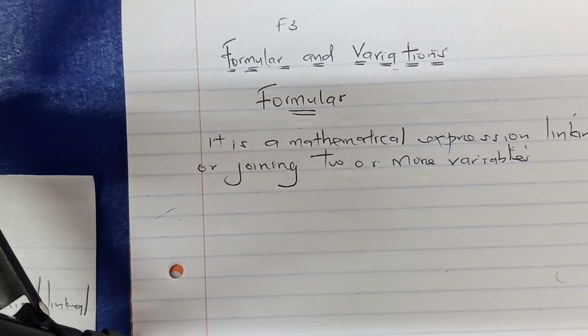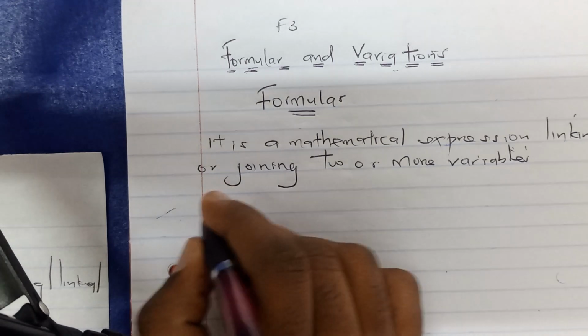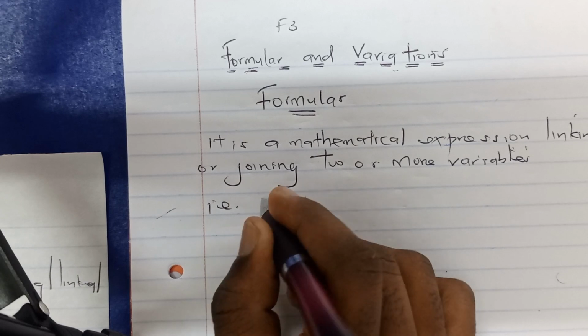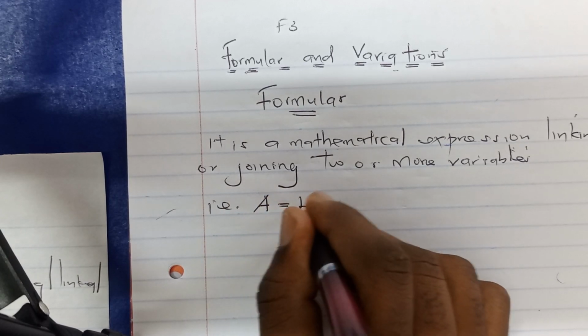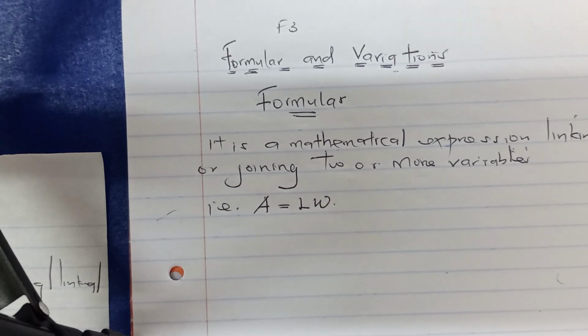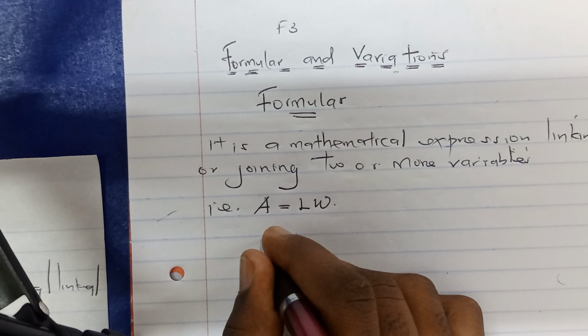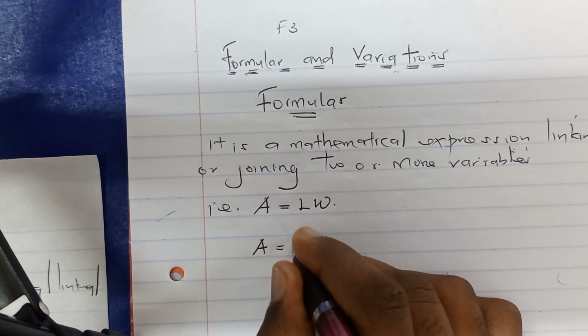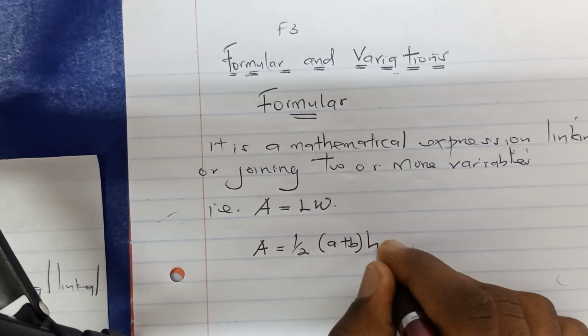As a mathematician, you've been using formulas here and there, and I'm going to begin with a very simple example of a formula. For example, the formula for finding the area of a rectangle is given by A equals length multiplied by width. Also, the area of a trapezium is given by a half (A plus B) multiplied by height.